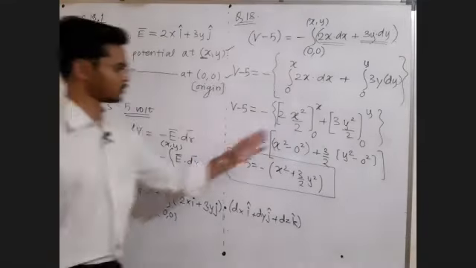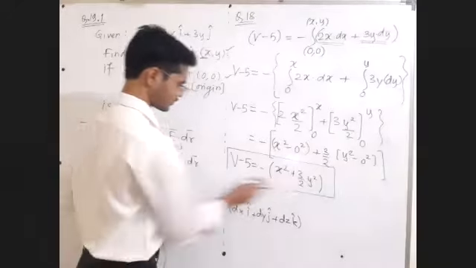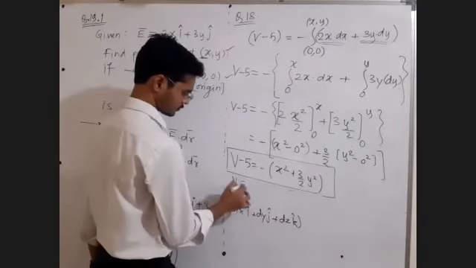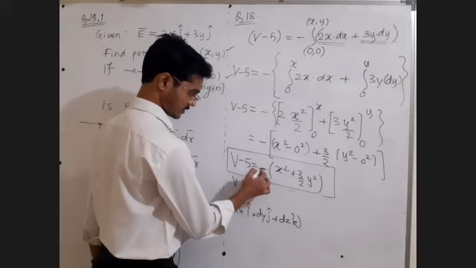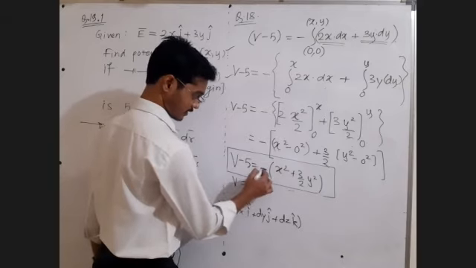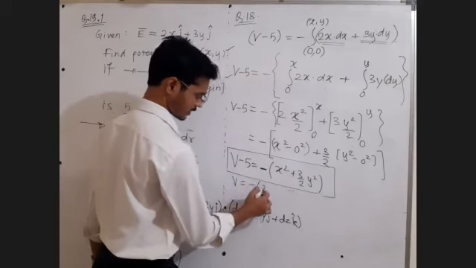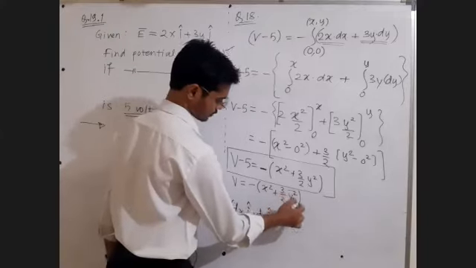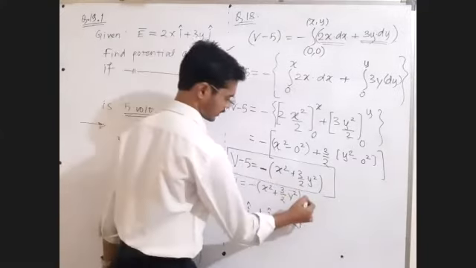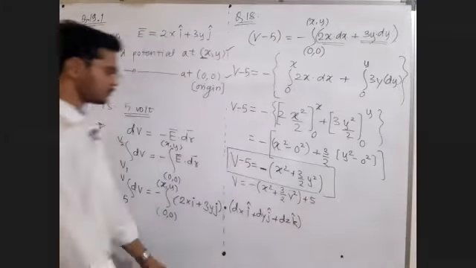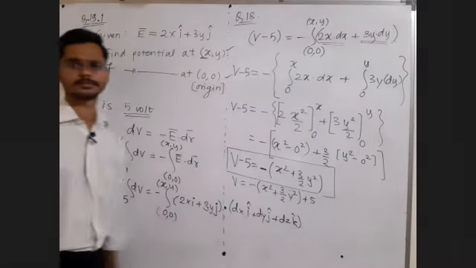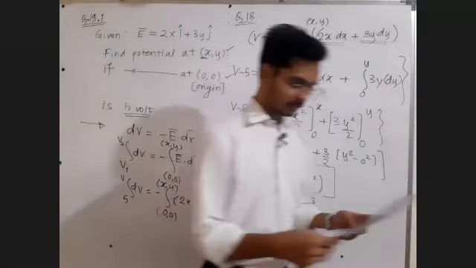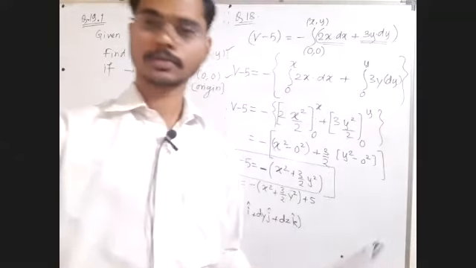This 5 will go on the right hand side. Write down everyone and reply me in the chat box, clear and written, CW. This minus sign as it is. So minus in the bracket x square plus 3 by 2 y square, and then this plus 5 on the right hand side. That's it. Done. Reply me in the chat box.